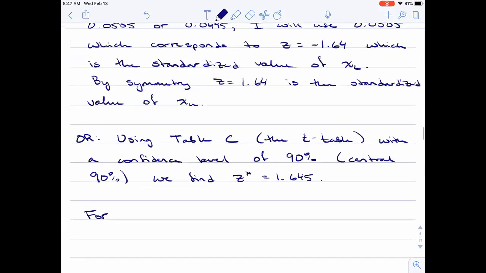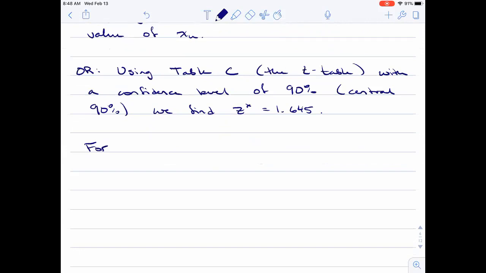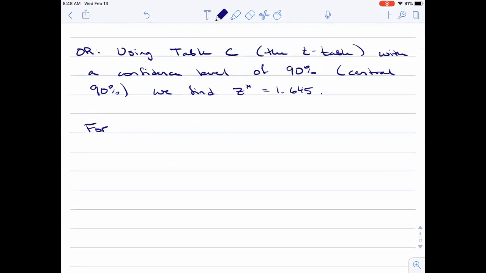Now, because we have so many options, using the Z table we could have had 1.64 or 1.65, and now we have 1.645. So for this example, I'm going to just stick to what we know. But I figured I'd introduce the 1.645 here, because it is something that we will be using a lot. So for this example, I will use Z is plus minus 1.64. You could have used any one of those. It would be fine.